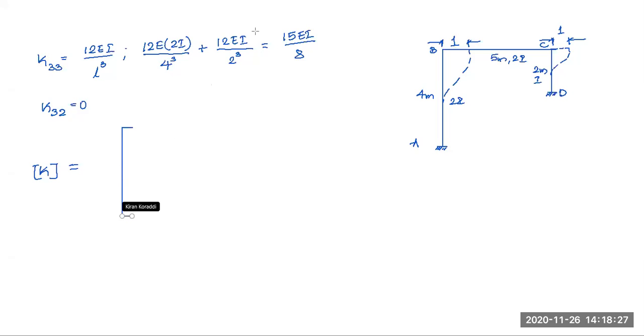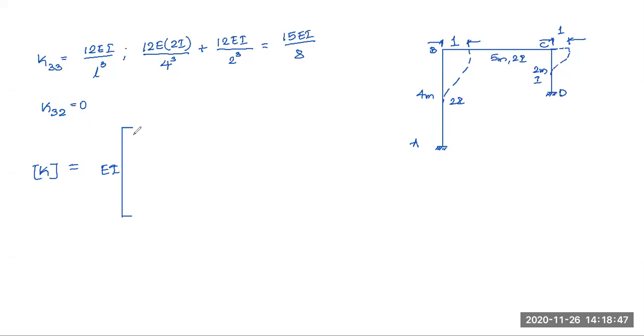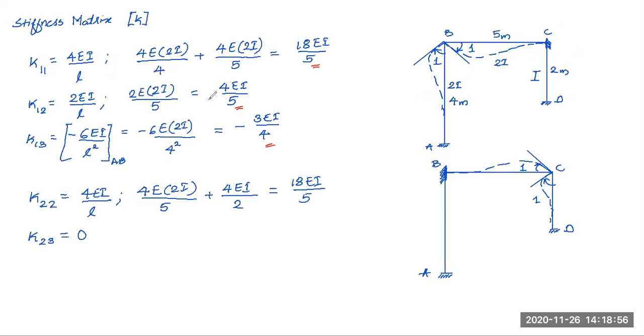So what I have, first one, EI is common for everything, so I'll keep it outside. K11, how much was K11? We had it as K11, 18 by 5. If I just divide it, let me put it in decimal, it comes out to be 3.6. And what about K12, 4 by 5? So 4 by 5 is coming out to be 0.8.